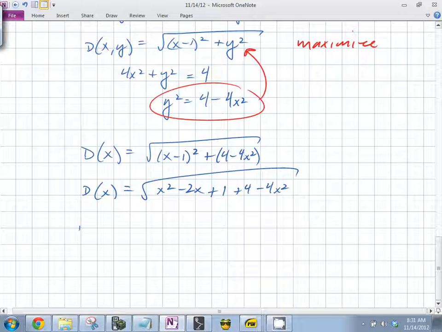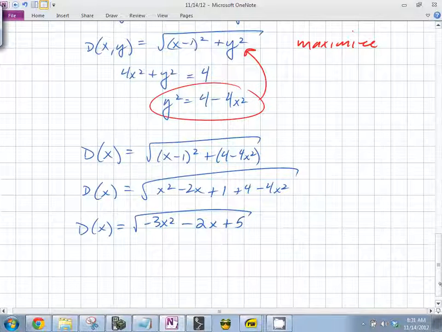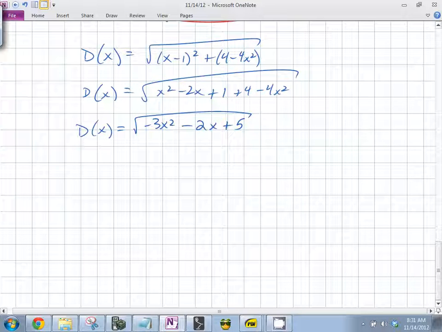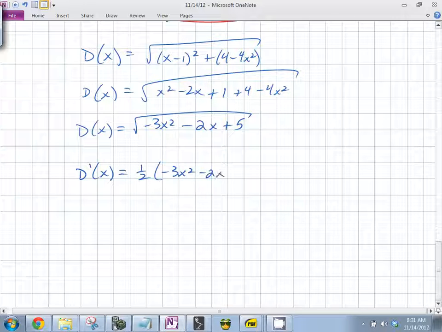Negative 3 of them. Not negative x, negative 3x squared minus 2x plus 5, and you have the square root of that. Now what do you take? The derivative, d prime of x is going to be 1/2 times negative 3x squared minus 2x plus 5 to the negative 1/2, times negative 6x minus 2. You have to make this equal to 0. What's the only way to make a fraction equal to 0? Numerator, so negative 6x minus 2 has to be 0.